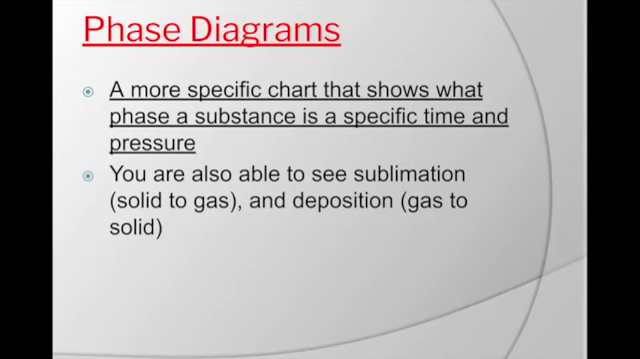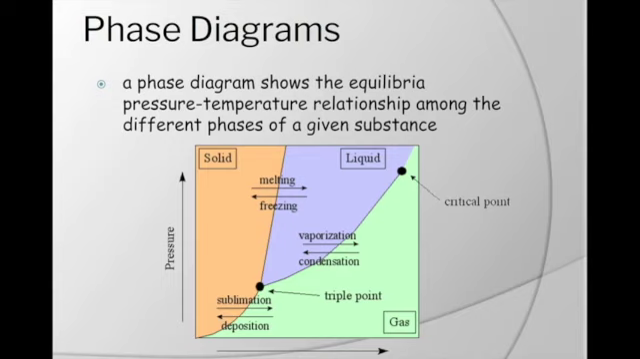A more specific chart that shows what phase a substance is in at a specific temperature and pressure. So this is a little more detailed. You don't have to type this out, but a phase diagram shows the equilibria pressure-temperature relationship among different phases of a given substance. All right, so here you have 3 lines.